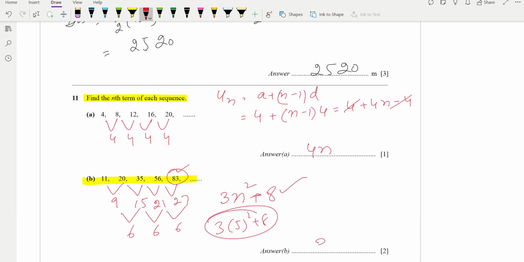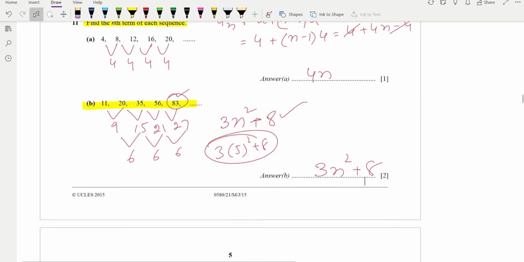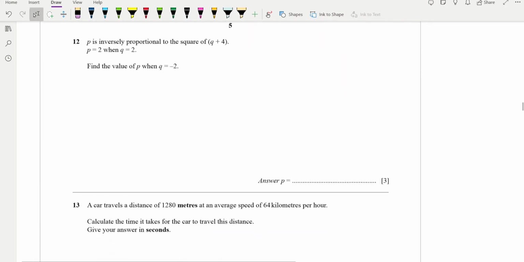And this is the formula. So 3n² + 8 will be the final answer for this question. Now we can move to question number 12.